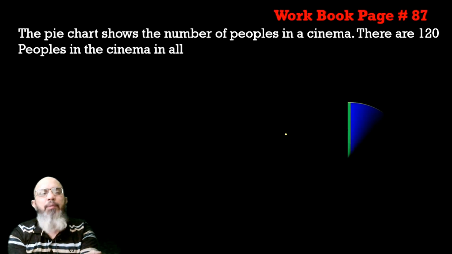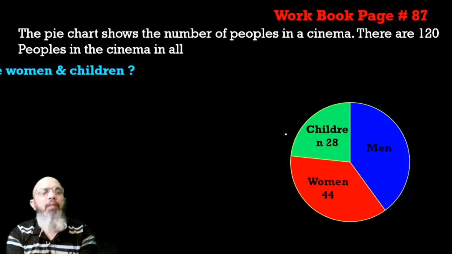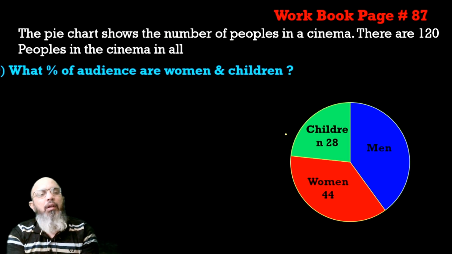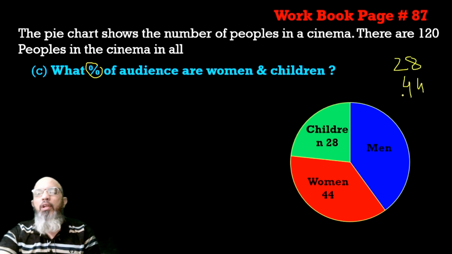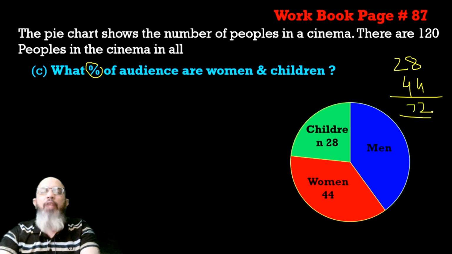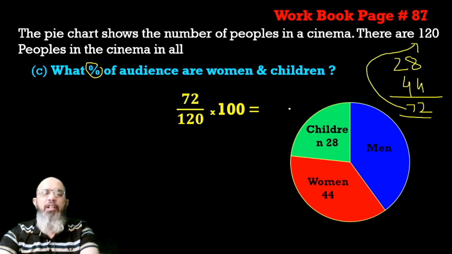So what is the next part? The same question, C part. What percentage of audience are women and children? Okay, that's interesting. Now we have to find the percentage. So how many women and children are there? That is 28 plus 44. So how many audience? That is 72. So now we have to find the percentage. It means 72 will be divided by 120 and multiplied by 100.